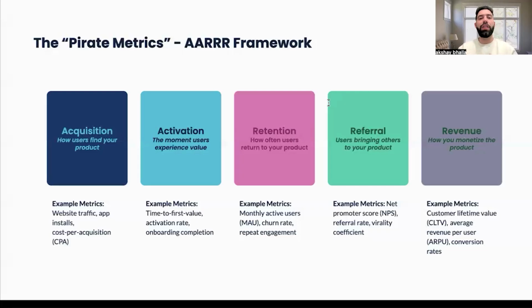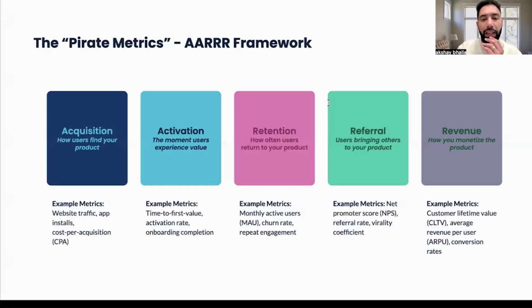Next is revenue. So revenue is where, once we have figured out there's a strong product market fit, we are able to activate users, we are able to retain them and promote them organically, that's where we begin to monetize this. So revenue represents business value: how effectively your product is driving monetization and sustainability.